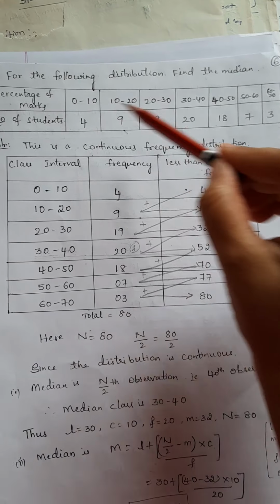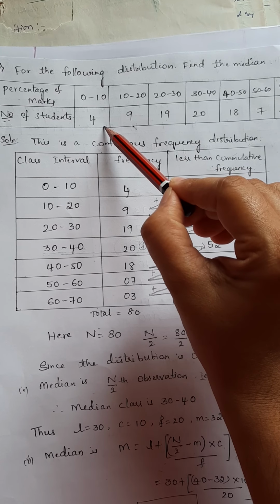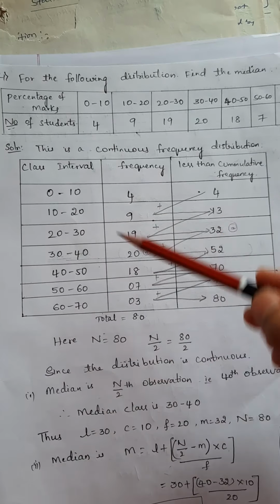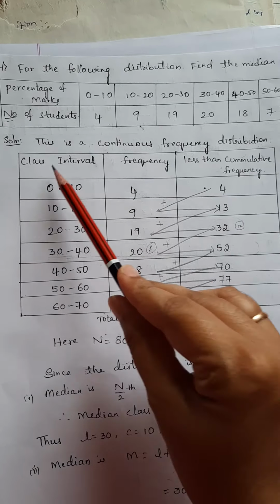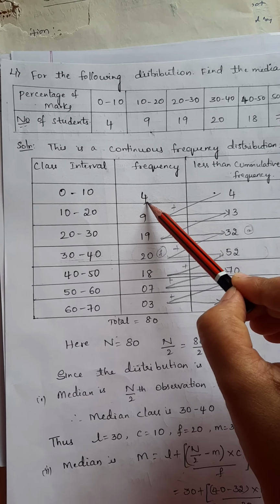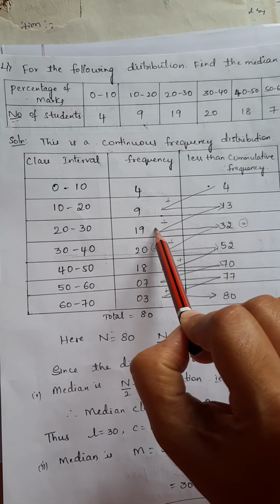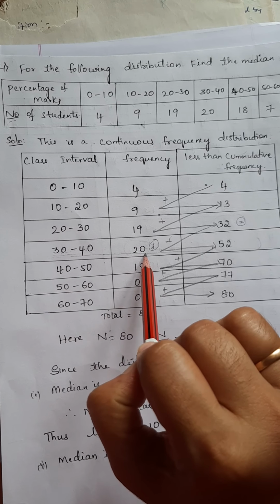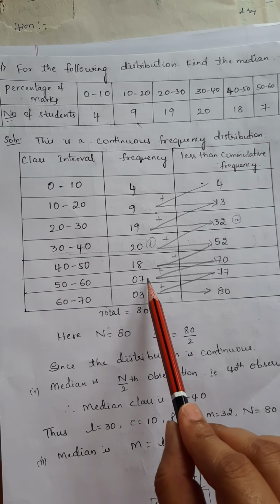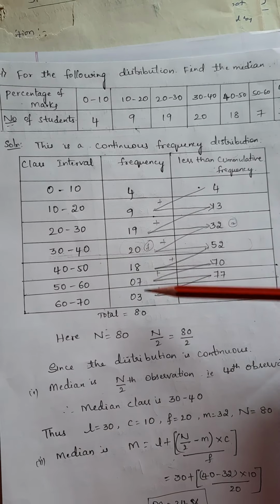This is a continuous frequency distribution. Here class interval is given, along with that frequency distribution is also given. So let us rewrite the table, reconstruct the table in ascending order. So this will be called as class interval. Class interval is 0 to 10 and its corresponding frequency is 4. Between 10 to 20, 9. Between 20 to 30, 19. Between 30 to 40, 20. Between 40 to 50, 18. Between 50 to 60, 7. Between 60 to 70, there are 3 students. This will be called as frequency.